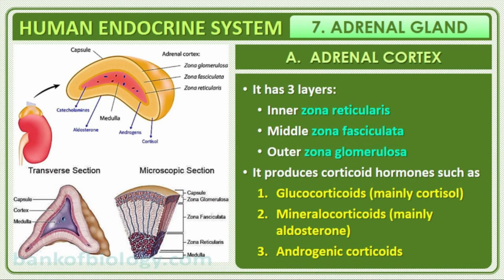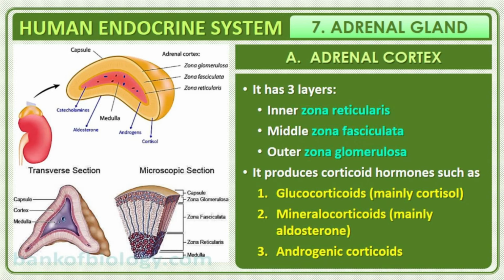There are different types of hormones secreted by the outer cortex of the adrenal gland. In the lower classes we have studied that the adrenal gland secretes adrenaline, isn't it? Yes. But we are going to study in detail about the adrenal gland. The adrenal gland has two parts, adrenal cortex and adrenal medulla. The adrenal cortex has three layers: zona reticularis, zona fasciculata and zona glomerulosa.